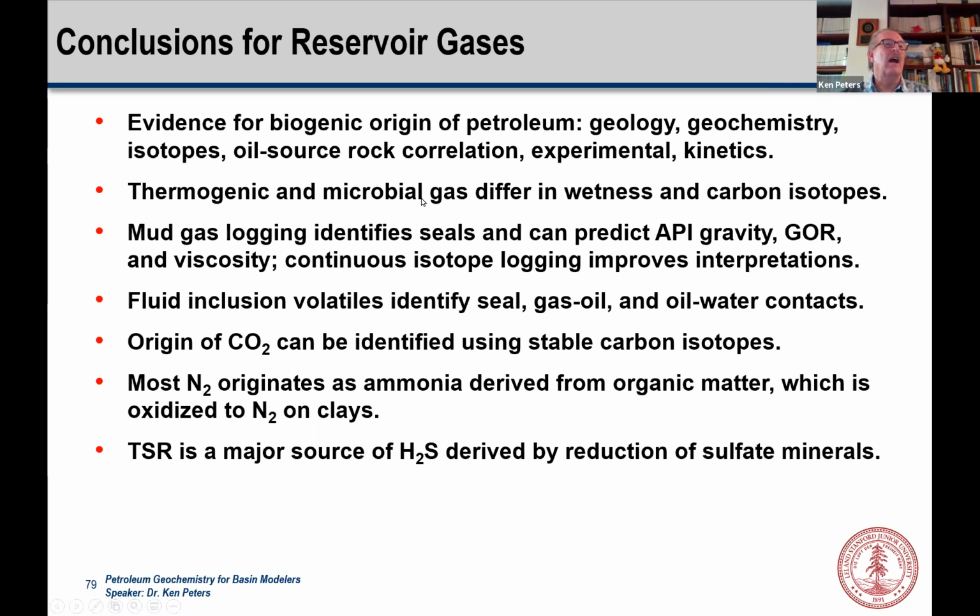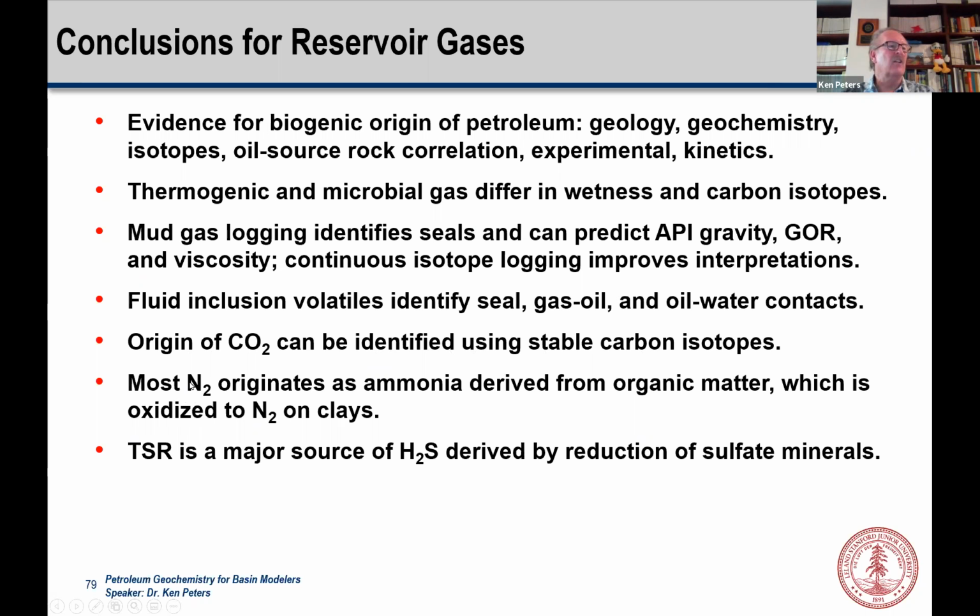Thermogenic and microbial gases differ in wetness and carbon isotope. Mud gas isotope logging identifies seals that can be used. I didn't talk about it, but you could use it to predict API gravity and gas-oil ratio and viscosity. Continuous isotope logging can improve interpretations, but there are advantages to both continuous and discrete sampling with mud gas isotope logging. Fluid inclusion volatiles: I didn't talk much about those, but they can be used also to identify seal, gas, oil, and oil-water contacts. The origin of CO2: look at the isotopes of the carbon.